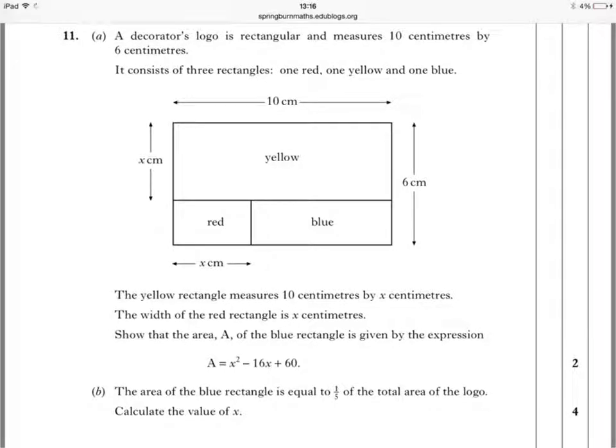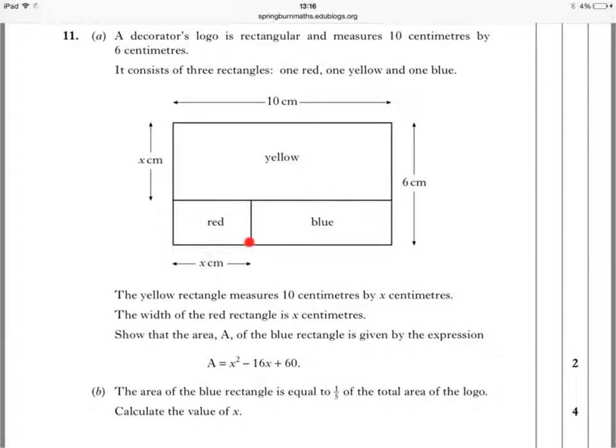Section 13, Example 6. The decorator's logo is rectangular and measures 10 centimetres by 6 centimetres. It consists of 3 rectangles, one red, one yellow and one blue. The yellow rectangle measures 10 centimetres by x centimetres. The width of the red rectangle is x centimetres. Show that the area of the blue rectangle is given by the expression A equals x squared minus 16x plus 60.